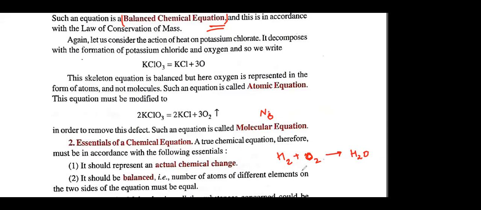We will see, but I am just checking. Tell me, on the reactant side, how many hydrogen are there? What is the number of hydrogen in the reactant? 2. What is the number of oxygen in the reactant? 2. I am talking about atoms. And what is the number of hydrogen in the product? 2. And what is the number of oxygen in the product? Only one. Yes or no?